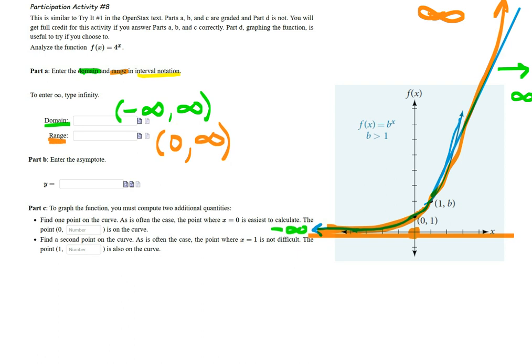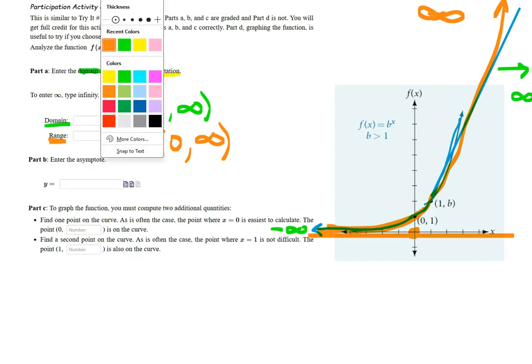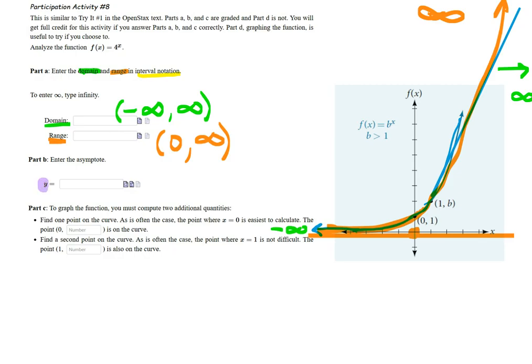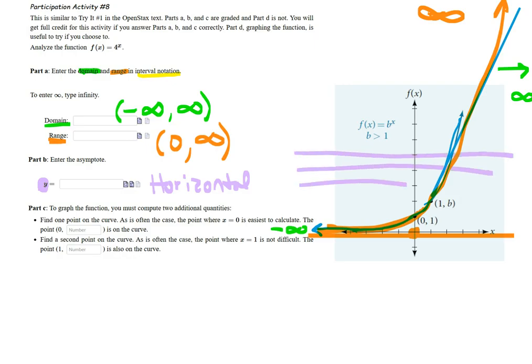Now when they talk about the asymptote, that is either a horizontal, let's see, since they do have a y right here, y equals, you are looking for a horizontal asymptote, because all horizontal lines go through the y-axis. So this would be y equals, 1, 2, 3, 4, 5. This would be y equals 5, and this would be y equals 4, and this would be y equals 3.